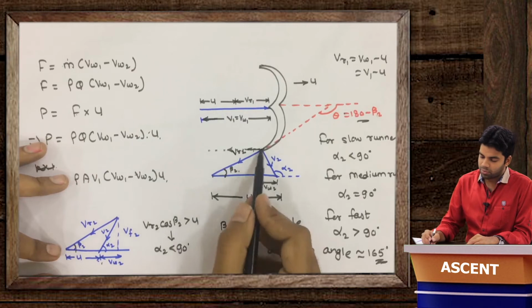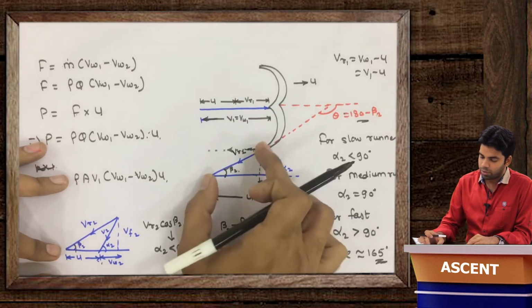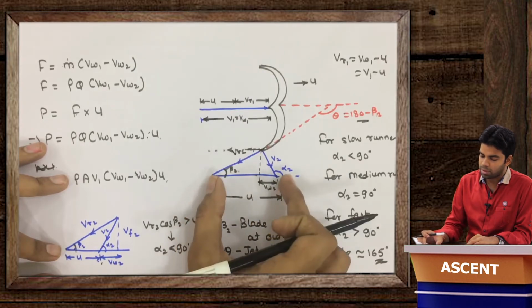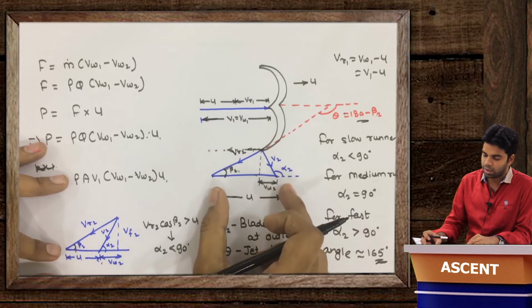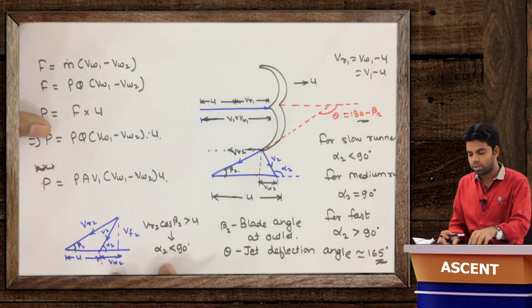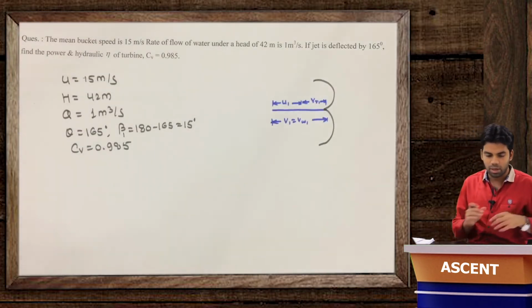Okay, and if this Vr2 cos beta 2 is less than u, that means this alpha is greater than 90 degree. And if Vr2 cos beta 2 is greater than u, then this alpha 2 is less than 90 degree. Okay, so first of all let us check this Vr2 cos beta 2.